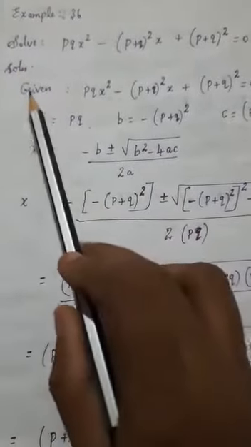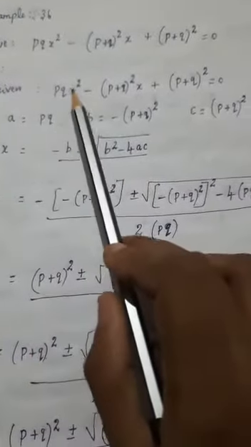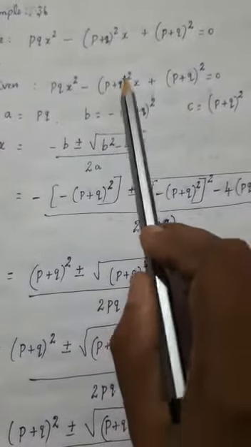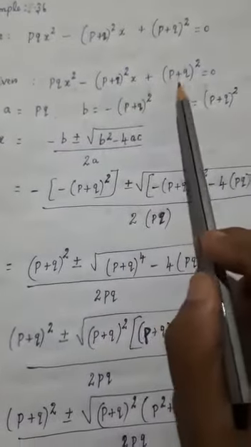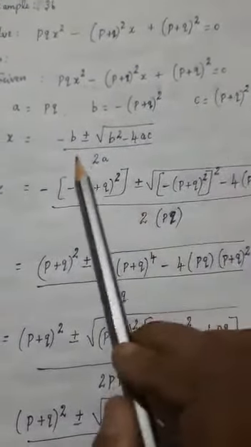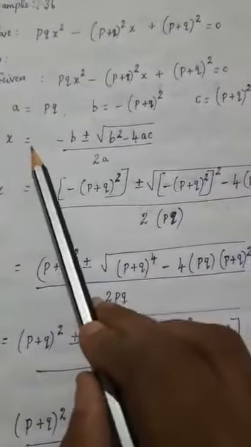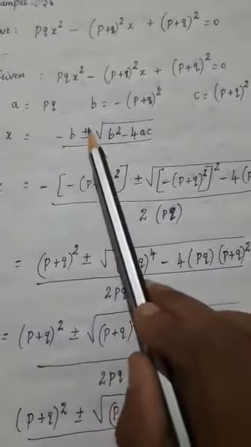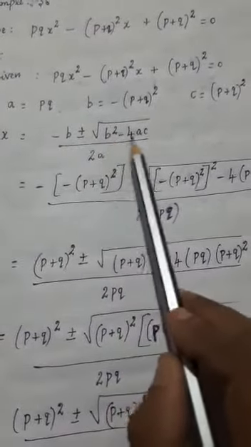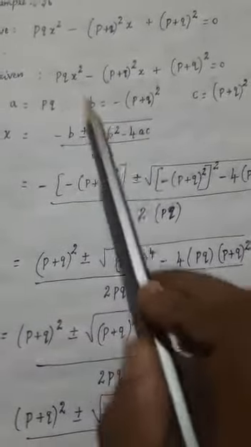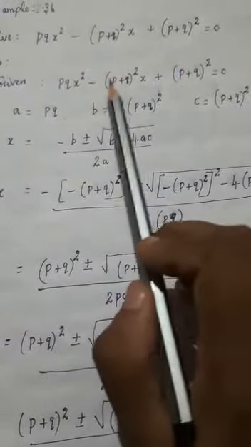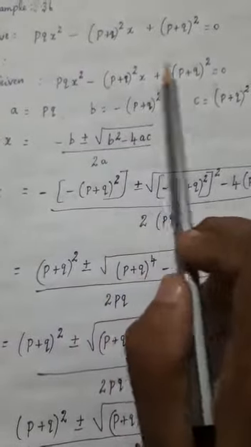So write the solution. First the given equation, that is pq x square minus (p plus q) the whole square into x plus (p plus q) the whole square is equal to 0. We know the formula. What is the formula? Here we need to find out the x value. So x is equal to minus b plus or minus root of b square minus 4ac divided by 2a. Now from the given equation we are going to identify a value, b value and the c value.